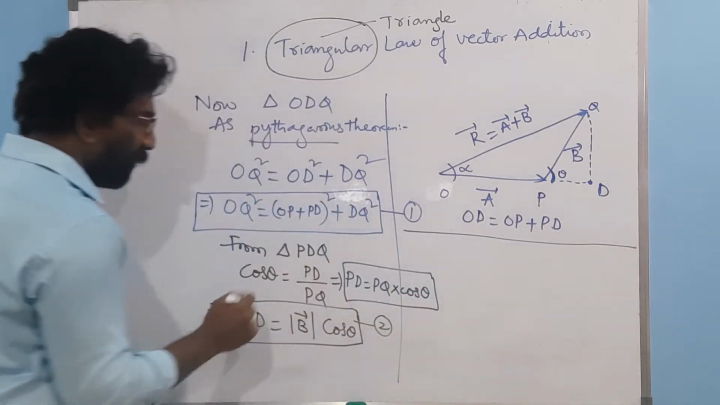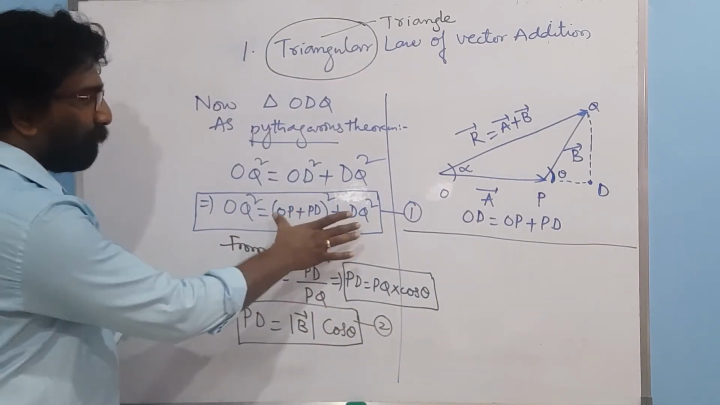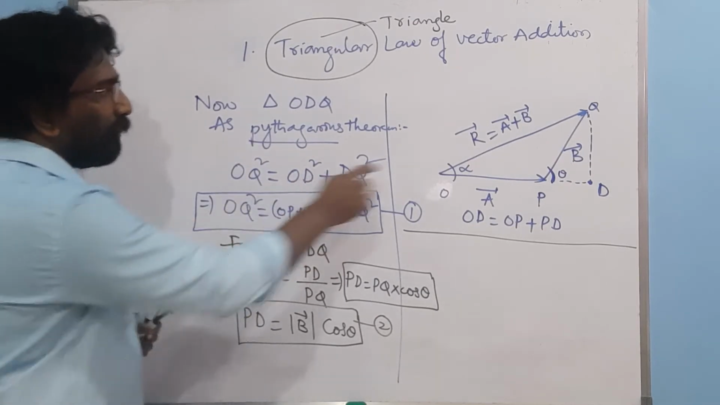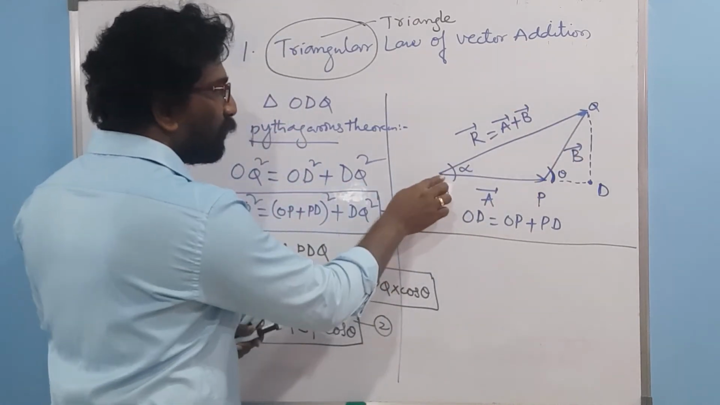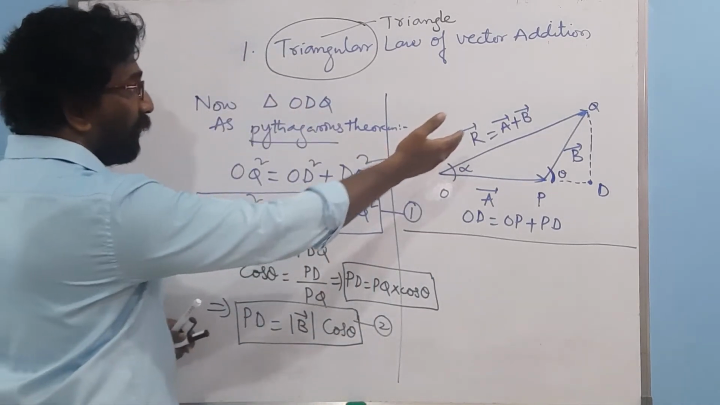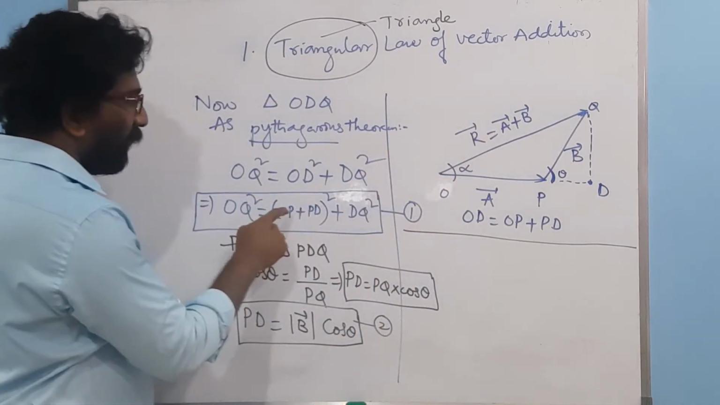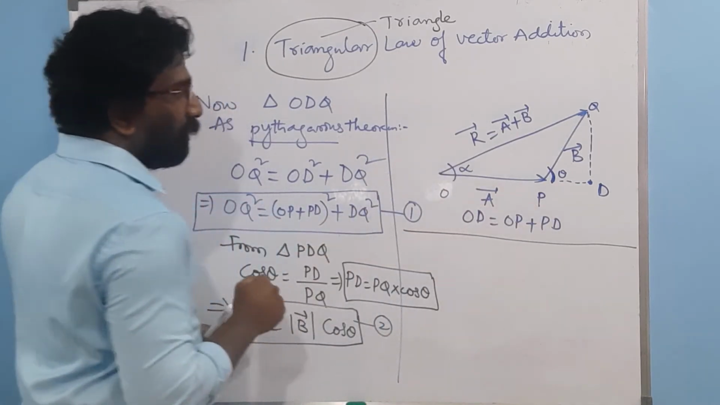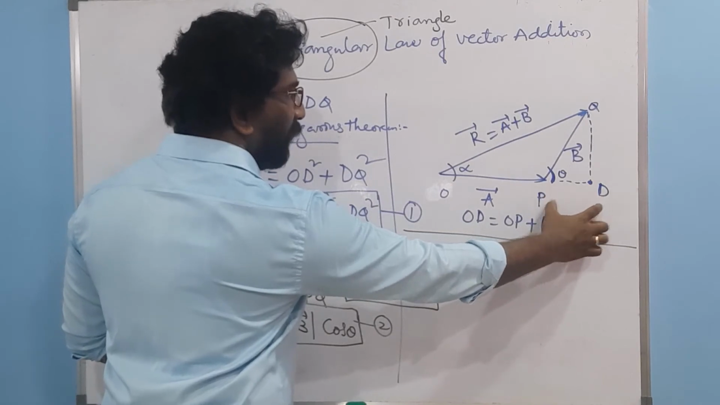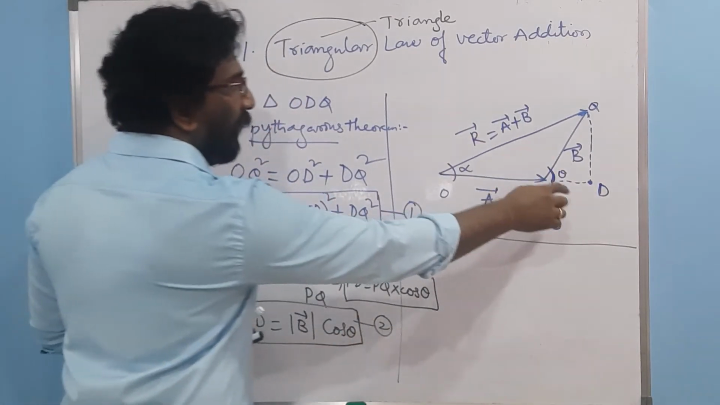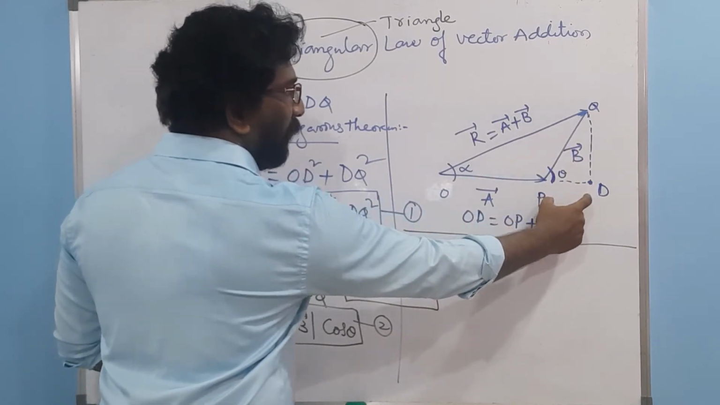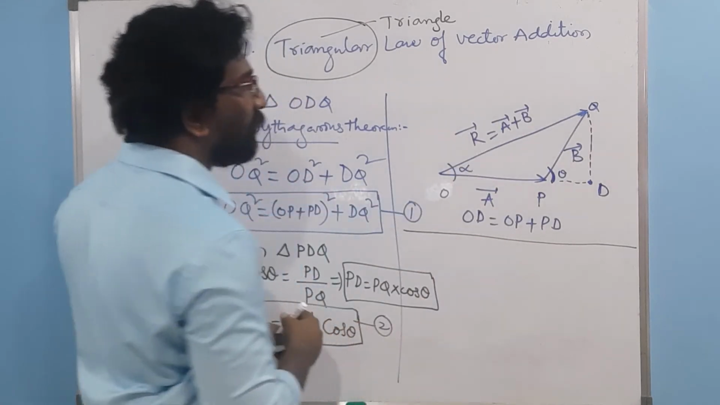So now we have found one unknown value. I am trying to find the unknown values from equation 1. OQ I know, that is R equal to A vector plus B vector. OP I know, that is A vector, but PD I don't know. Then DQ, I need to find out, because PQ is known, that is B vector, but PD and DQ are unknown, so I am trying to find these unknowns from the triangle.